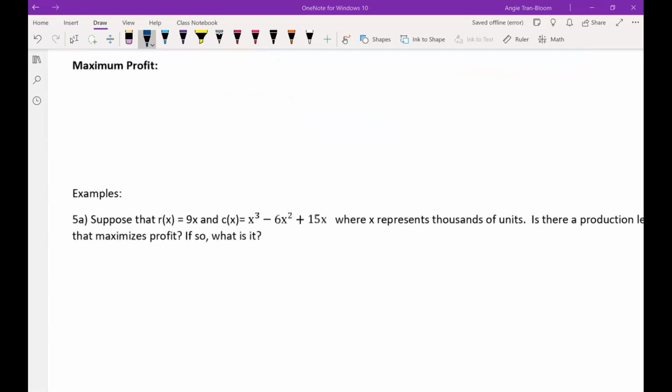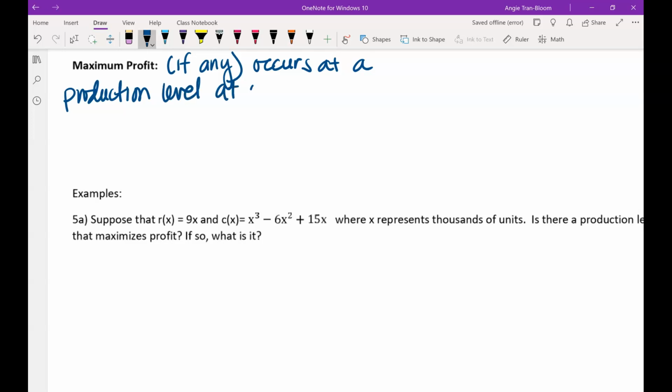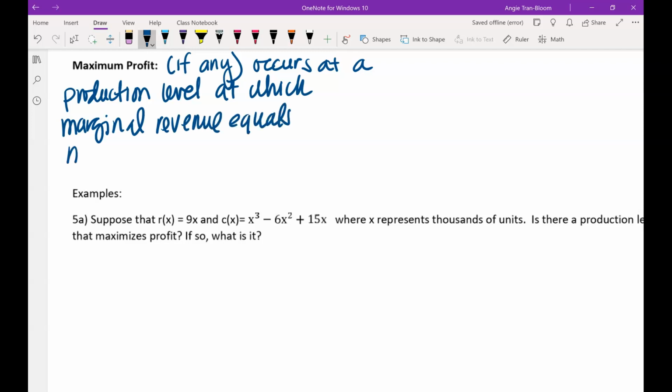Okay, guys, so maximum profit, if any, occurs at a production level at which marginal revenue equals marginal cost. Okay, and you guys remember marginal revenue, that's the derivative, so is marginal cost.